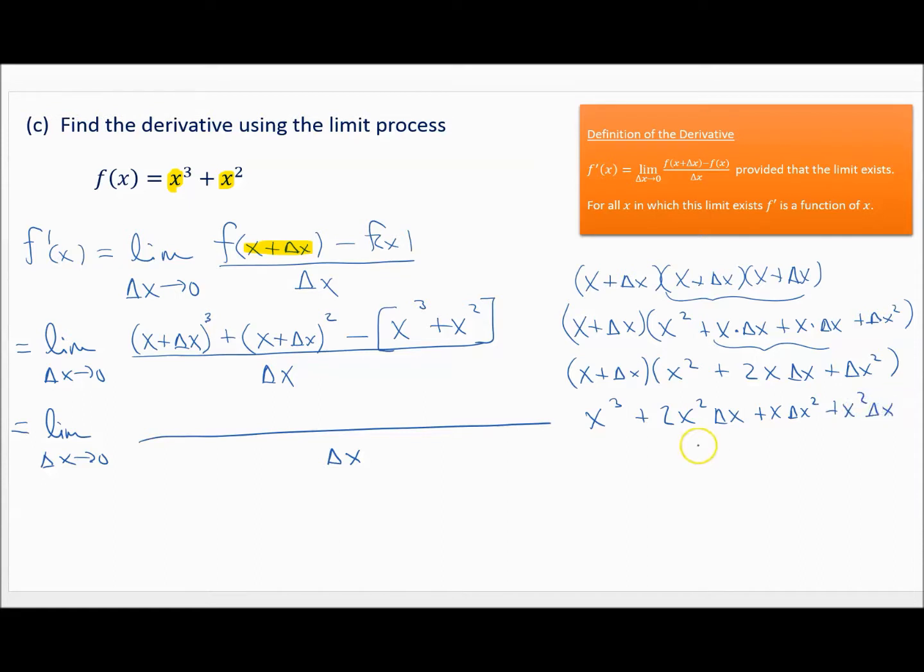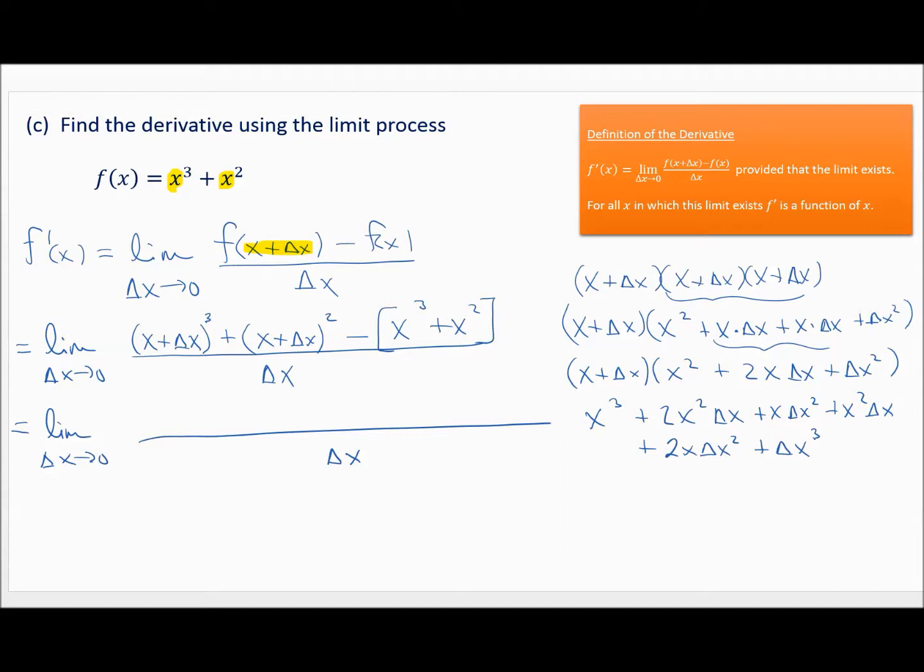I'm running out of space. I'm going to come down here. Plus delta x times 2x delta x is going to be 2x delta x squared. And then delta x times delta x is delta x to the third. Isn't that fun? Now I'm going to add like terms.